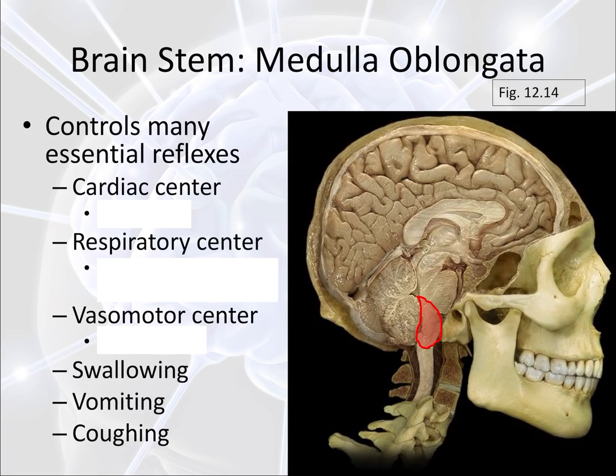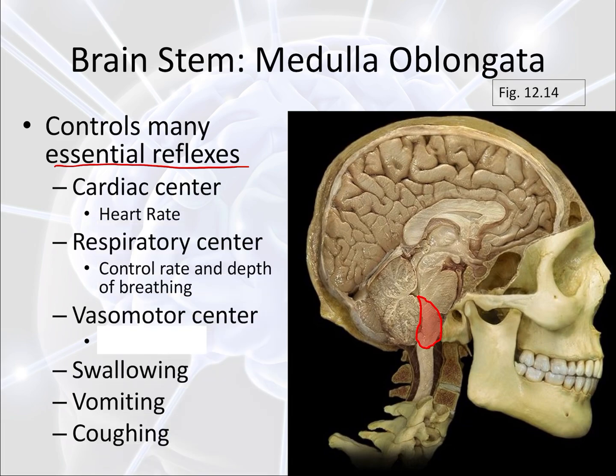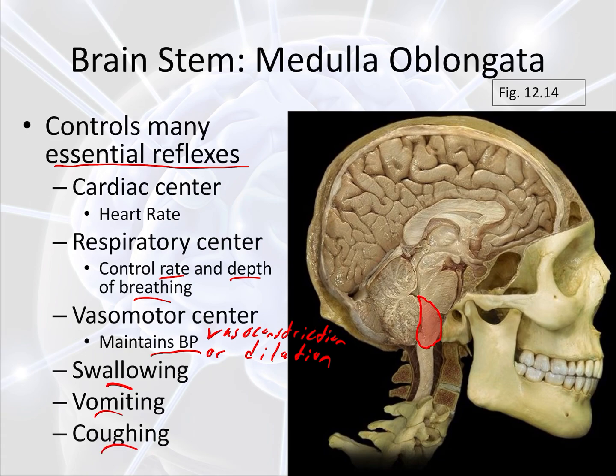So the medulla oblongata is part of the brainstem. We'll start with the brainstem first. The medulla will go first. It controls many of our essential reflexes for life. It has a cardiac center, which is responsible for controlling heart rate, a respiratory center, responsible for controlling the rate and the depth of our breathing, and a vasomotor center, which helps us maintain blood pressure by vasoconstriction or dilation, so changing blood vessel size. It's also important for swallowing, vomiting, and coughing. So all these essential reflexes that we couldn't live without are controlled here in the medulla.